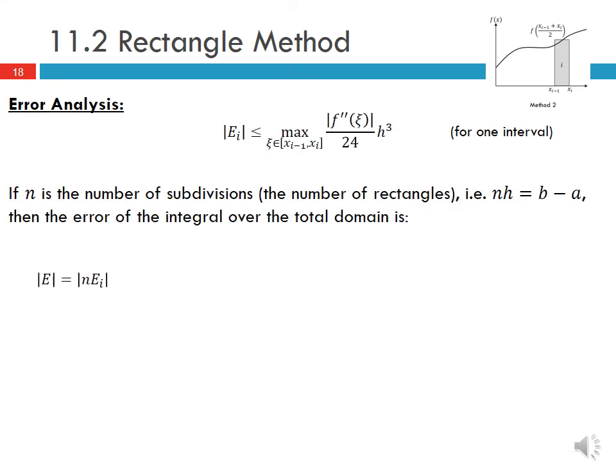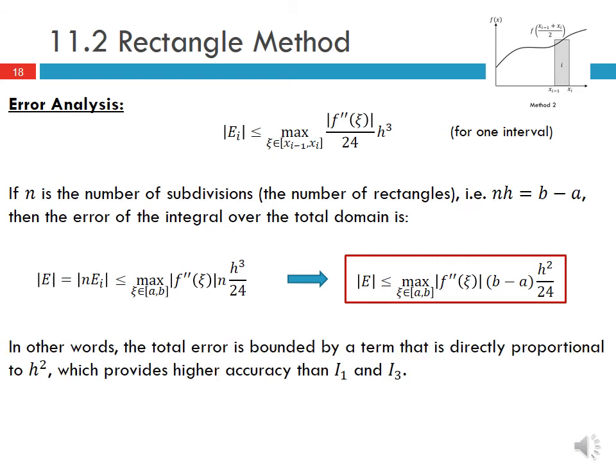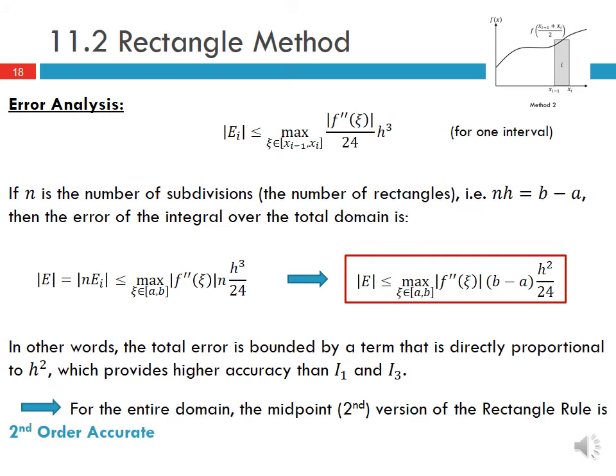Again, just rewriting that, this was for one interval. So if n is the number of subdivisions, or the number of rectangles, so nh is equal to b minus a, then the error of the integral over the total domain is given by n times ei. That was the max of c in our total interval a to b of f double prime c times n times h cubed over 24, which can be simplified down to the expression shown here. So we've got b minus a times h squared over 24. So the total error is bounded by a term that is directly proportional to h squared, which provides higher accuracy than I1 and I3. So for the entire domain, the midpoint, or the second version of the rectangle rule, is second order accurate. You can see that it is more accurate than the other implementations, and because of that, it is the most common implementation of the rectangle rule.